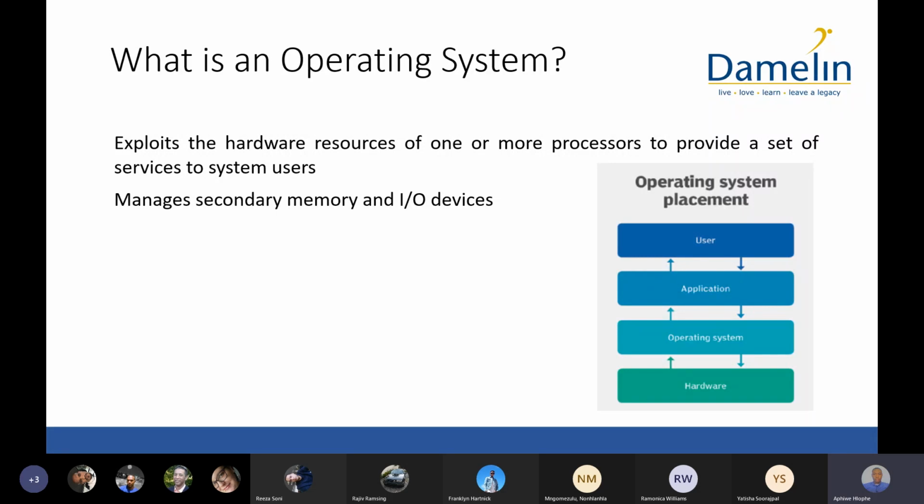Our operating system also helps us to control our hardware, right? So we say that the operating system exploits the hardware resources of one or more processors to provide a set of services to system users. It manages secondary memory and input-output devices, which we'll also elaborate on later in the presentation.